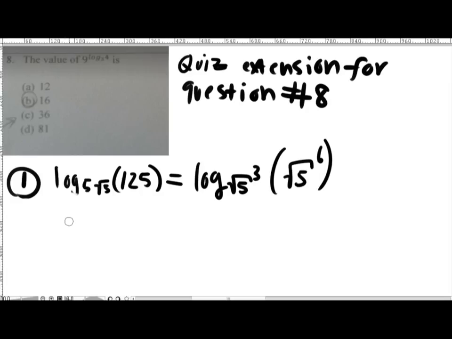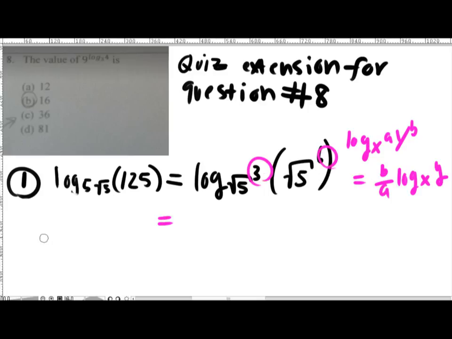And from here we can use the logarithm power and radical rule, which simply states that log base x to the a of y to the b is equal to b over a log base x of y. So we could take these two values out, which we will get 6 over 3 log base radical 5 of radical 5. And this value just equals 2.